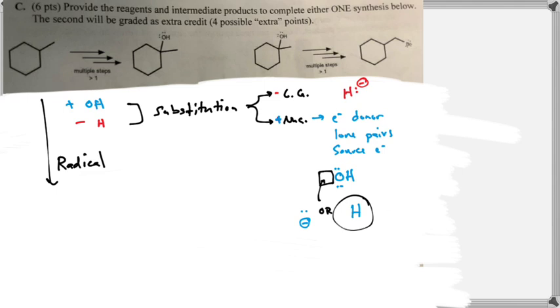Okay. So what's going to happen is somehow we're going to make a radical in here. That's looking at an intermediate along the path. That's valid. That's looking at mechanistic detail. You're not being asked for mechanistic detail. You're being asked for reaction chemistries.